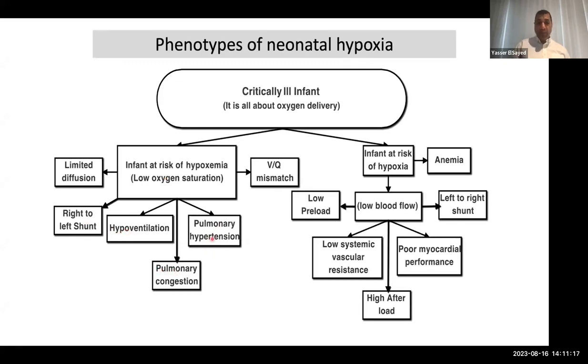and pulmonary hypertension, which is not typically PPHN, it is pulmonary hypertension, with a wide range of phenotypes, and we will discuss that in different slides. VQ mismatch. And then hypoxia, which is definite low oxygen at the tissue level, which might be related to low blood flow due to low preload, low systemic vascular resistance, high afterload, poor myocardial performance, left-to-right shunt, or could be related to anemia. So if you are working in intensive care and you do rounds every day in the morning on sick patients, you may realize that at least one or two of the pathophysiologic issues related to hypoxemia or hypoxia are present in that sick patient.